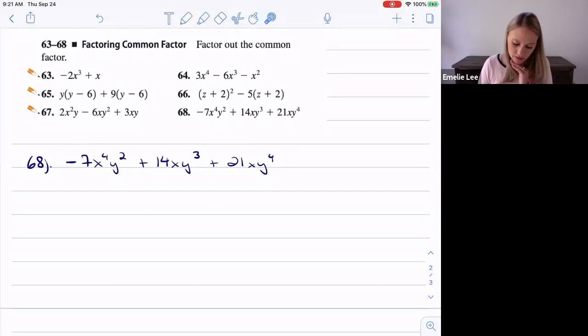So first thing I'm going to do is scan and check out my coefficients first. So my coefficients are negative 7, 14, and 21. All of these seem to be multiples of 7, right? I can extract a 7 from each of these. 7 takes away this whole thing. 14 divided by 7 puts me at 2, and then 21 divided by 7 puts me at 3. Let's see here.